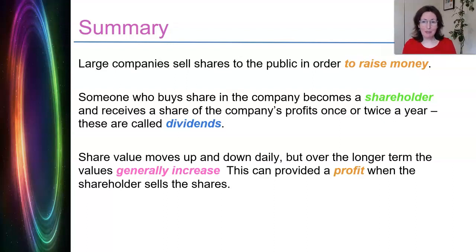When you buy shares in a company, you're then called the shareholder, and you receive some money when the company has their profits once or twice a year, and they're called dividends. The share prices can move up and down daily. You may have heard of the stock exchange and those sorts of things, and that determines share prices. But over the longer term, the price of shares usually increases gradually.